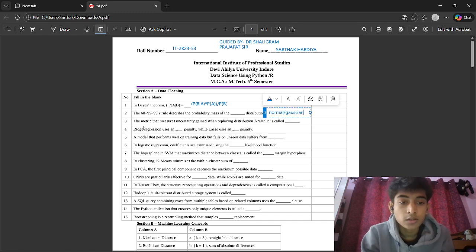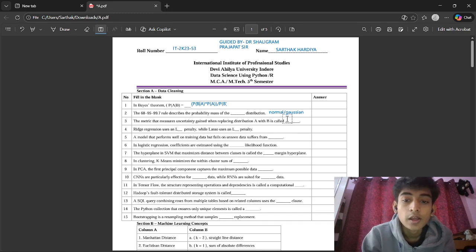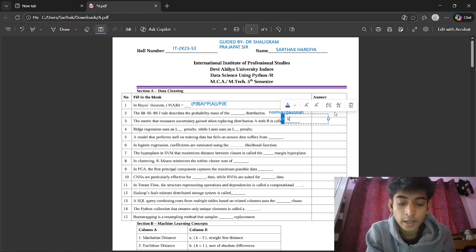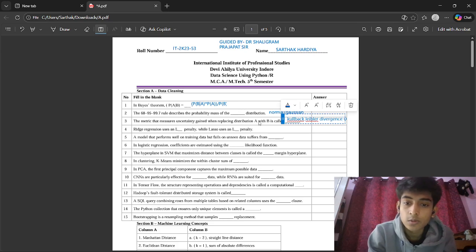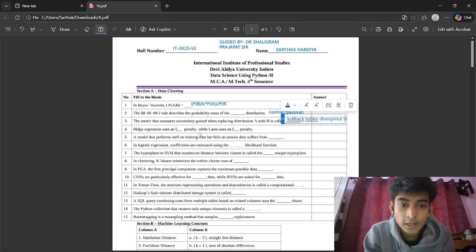Then the third one is the metric that measures uncertainty gained when replacing distribution A with B is called Kullback-Leibler divergence. Basically, it measures the uncertainty gained or lost, or the divergence value, when probability distribution A is replaced with probability distribution B.